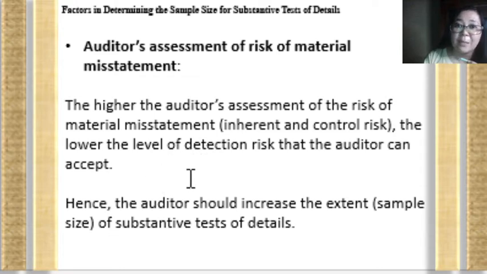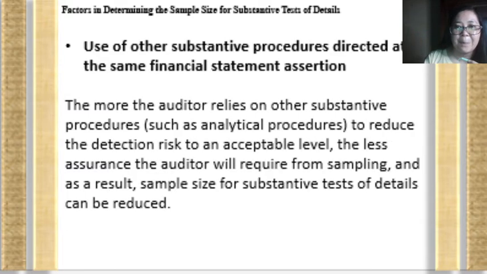You could still remember in our discussion before about the audit risk. So hence the auditor should increase the extent, or even the sample size should be increased as well. So more sample size should be included in the evaluation to detect more misstatement in the substantive test of details. Next factor is the use of other substantive procedures directed at the same financial statement assertion.